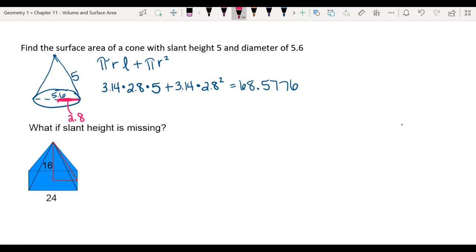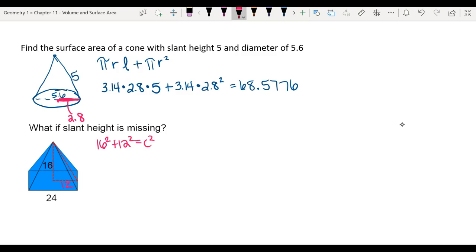Okay? Now, something you need to know. If this is 24, what do you think from here to here is? 12. A lot of people think this is 24. No, this is 24, so if it's halfway, it's 12. So this part here is going to be 12. So you would do 16 squared plus 12 squared equals c squared.